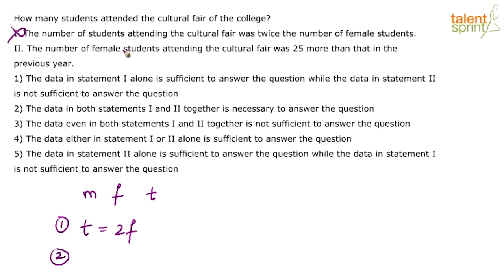Statement 2, the number of female students attending the cultural fair was 25 more than that in the previous year. So here it says F this year is F dash plus 25. Previous year, let's say the number of female students was F dash. So F dash plus 25 is F. Does this give us the answer? No. Even if we combine, will you get the answer? No. Because even if you combine, you have got how many variables? 1, 2 and 3 variables. 3 variables in 2 equations cannot be solved. So even if the data is put together, we will not get the answer. So the data even in both statements 1 and 2 together is not sufficient to answer the question. Option 3.